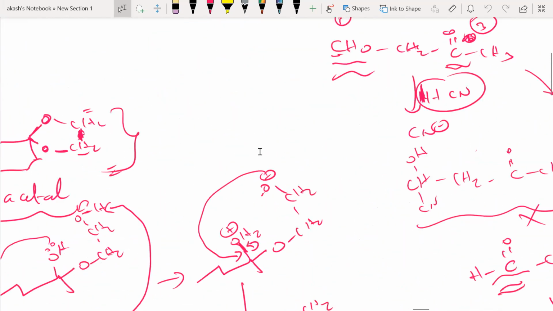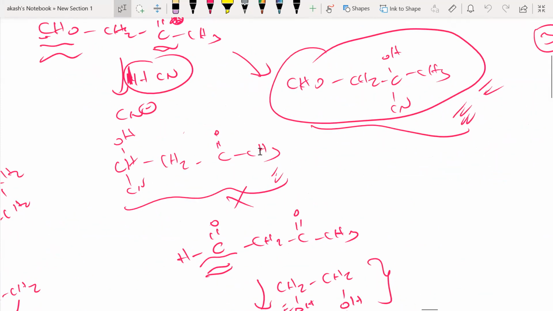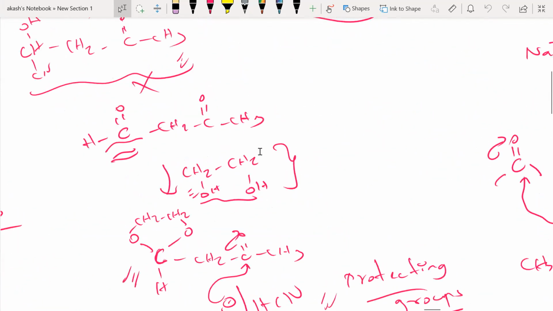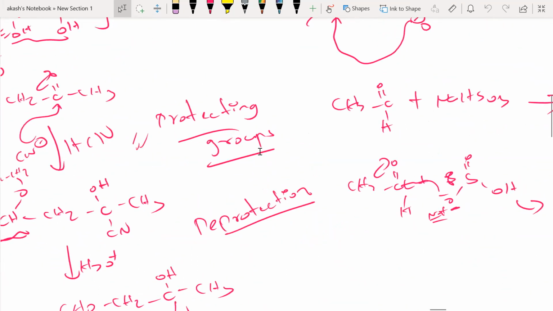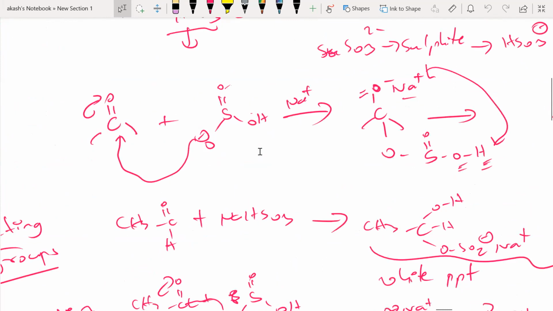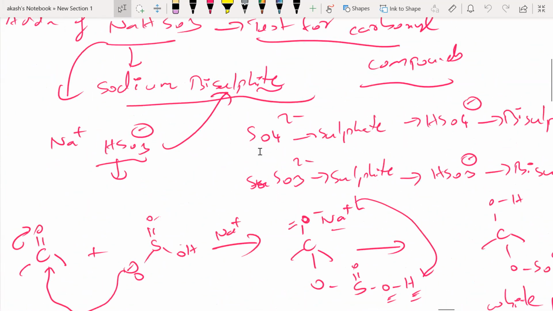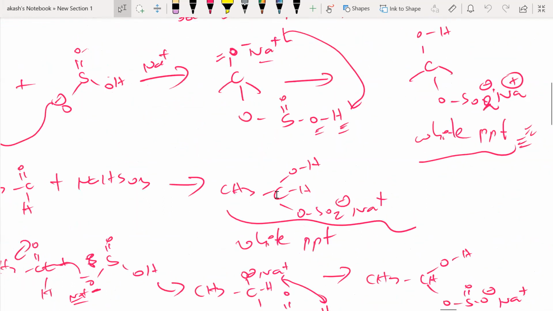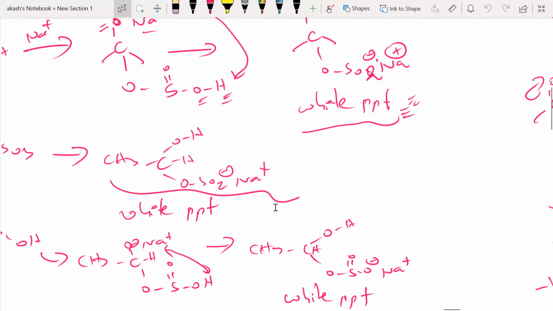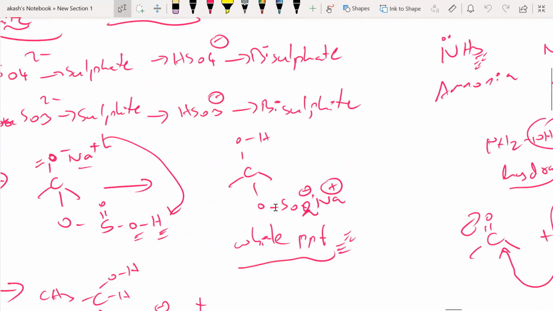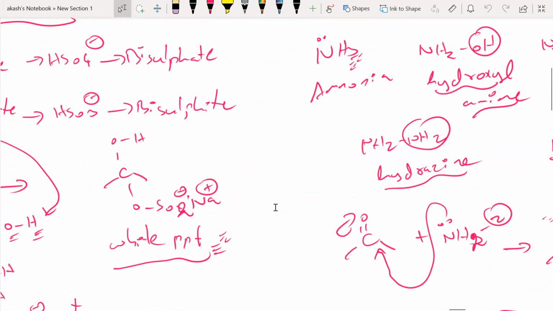And then we went on to see HCN, what happens with HCN, right? When you have HCN, you're going to form cyanohydrins, right? All those things we saw. Deprotection, protection, these are all extra for you. Don't worry about it. Okay. And then we went on to see this bisulfite addition, right? Addition of NaHSO3. This is actually a test for carbonyl compounds, because the compound formed is going to be a white precipitate. So that you'll be able to understand, if the white precipitate forms, okay, fine, it is going to be a carbonyl compound.